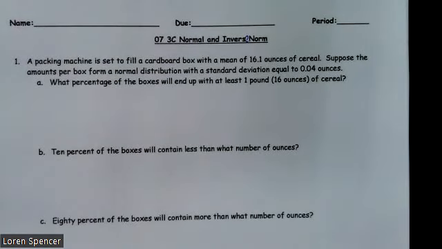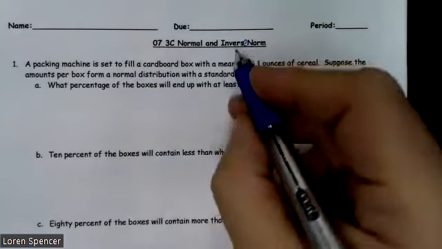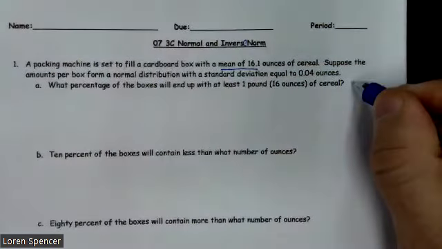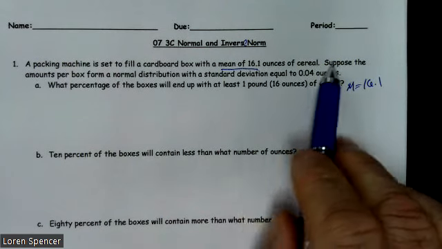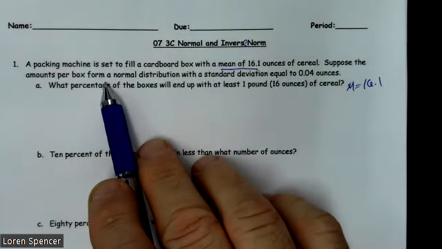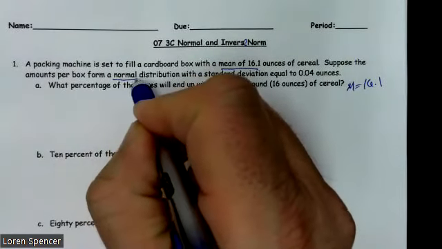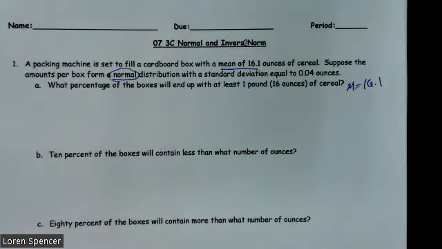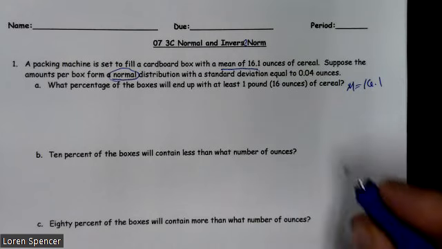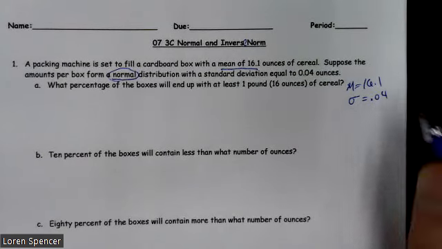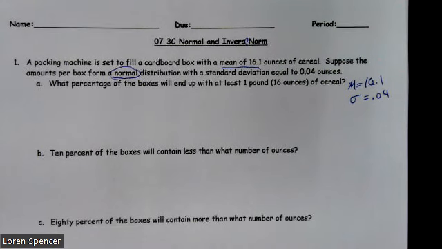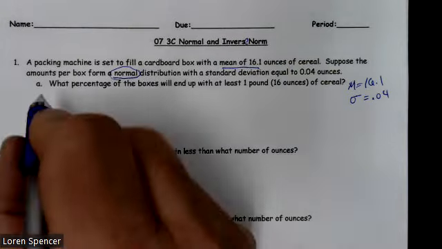A packing machine is set to fill a cardboard box with a mean of 16.1 ounces of cereal. That's important. Let's make a note of that. So mean is 16.1. Suppose the amounts per box form a normal distribution with a standard deviation equal to 0.04. What percentage of the boxes will end up with at least 1 pound, in other words, 16 ounces of cereal?